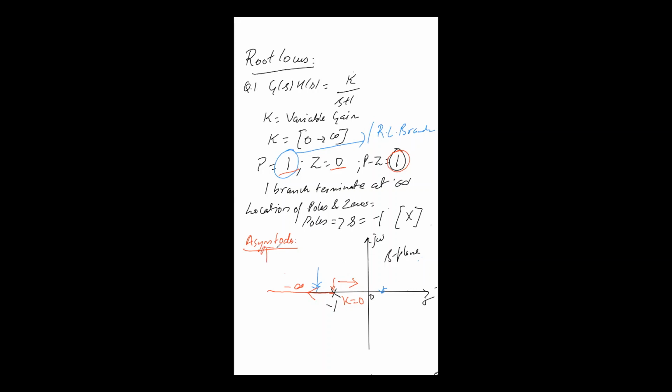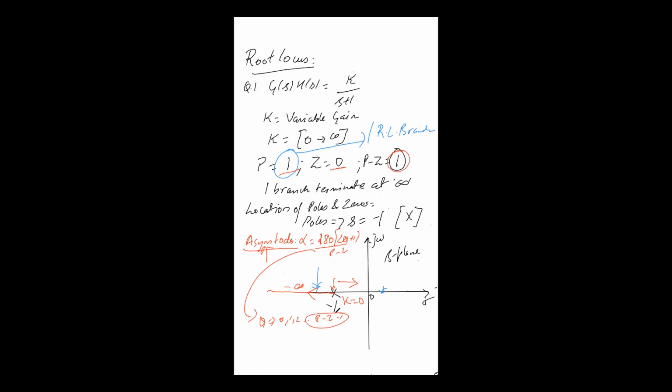What is asymptote? We will see. For that you need to calculate the angle of asymptotes first. The angle of asymptote is given by alpha, which is calculated by 180 degree (2q plus 1) upon (p minus z), where q will be ranging from 0, 1, 2 to p minus z minus 1.